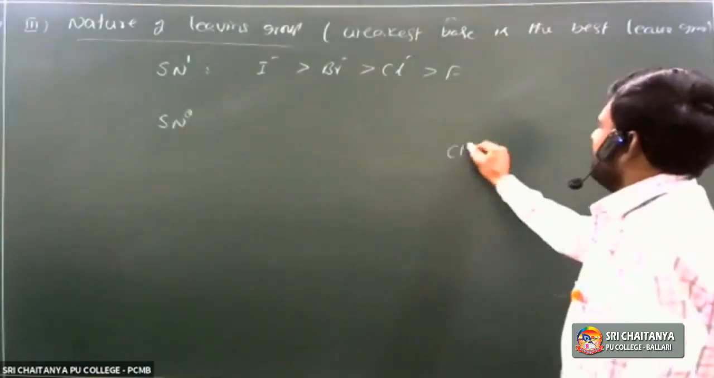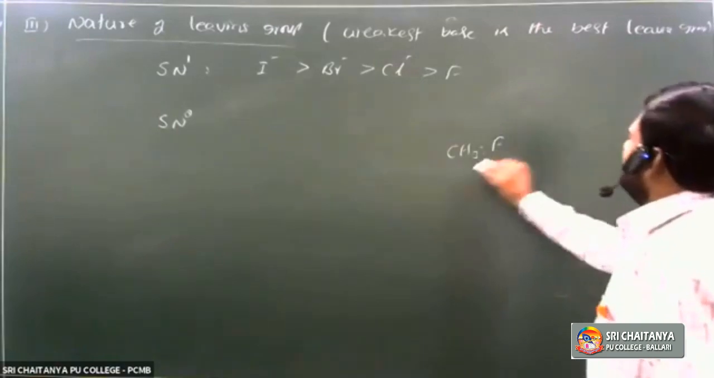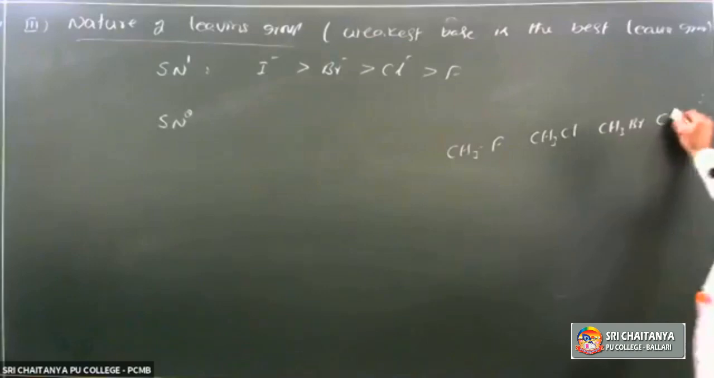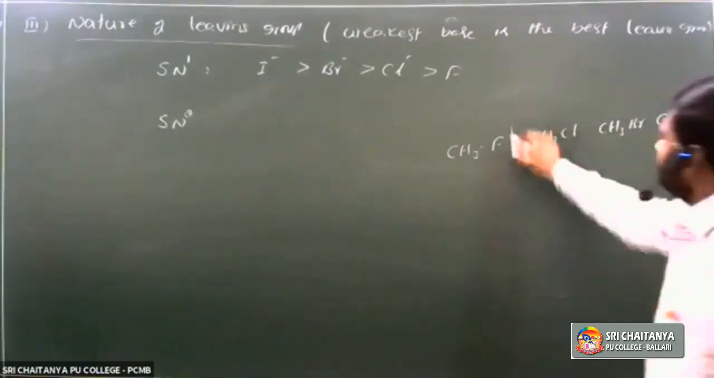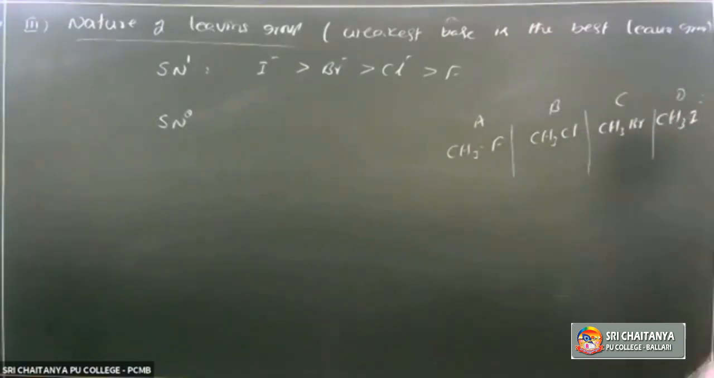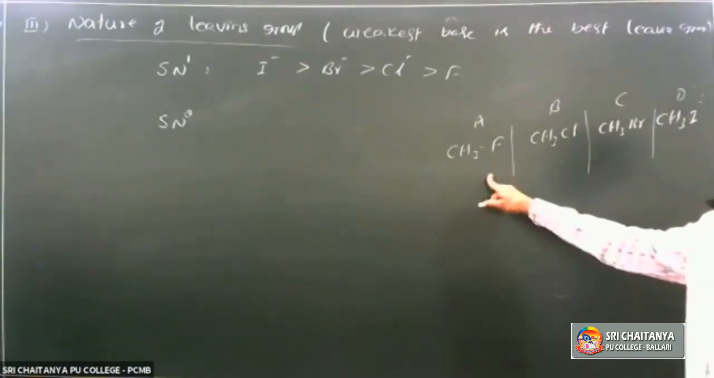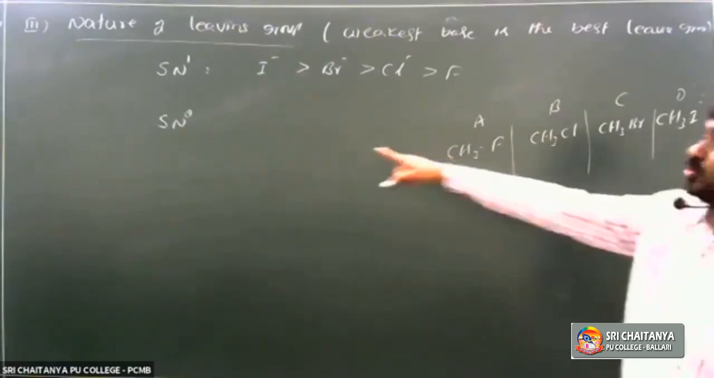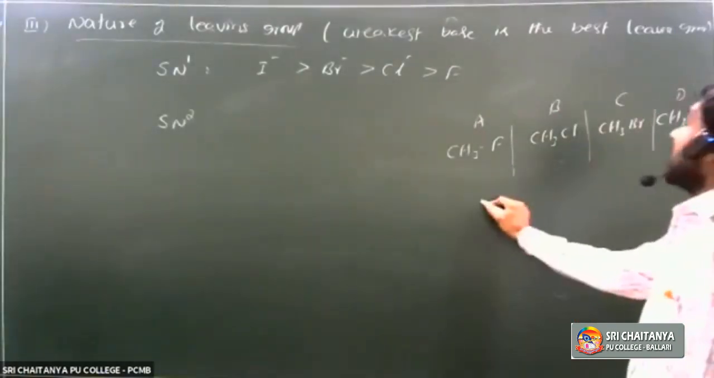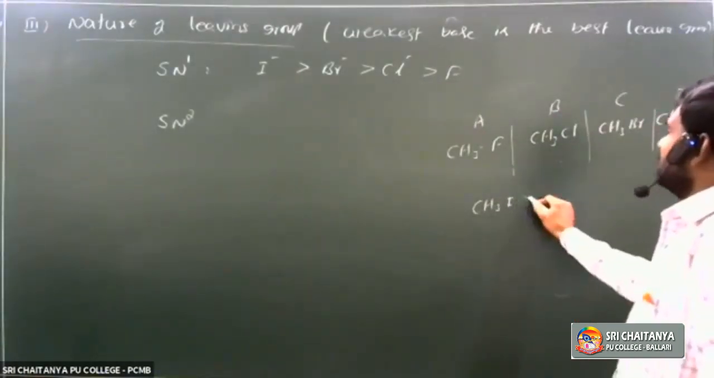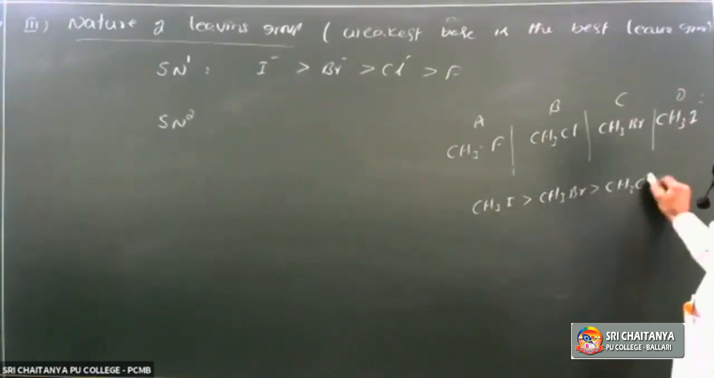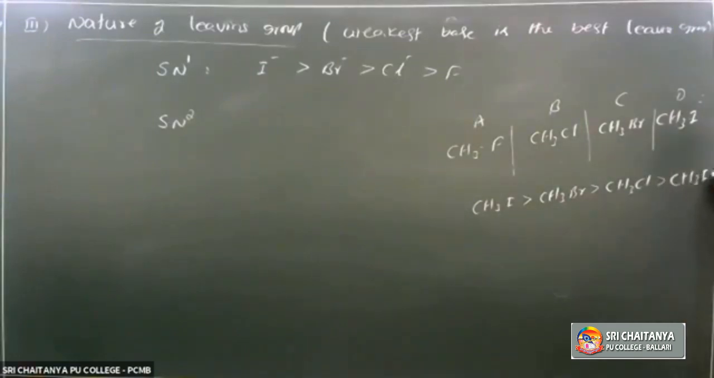Here we take CH3F, methyl chloride, methyl bromide, and methyl iodide CH3I. My four compounds are A, B, C, D. These are all primary alkyl halides, so reactivity is more towards the SN2 mechanism. Here reactivity is highest for methyl iodide. CH3I is more reactive than CH3Br, which is more reactive than CH3Cl, which is more reactive than CH3F.